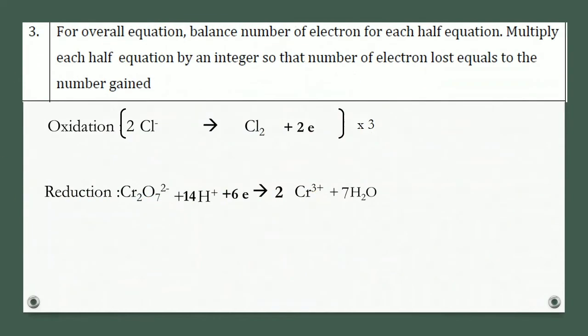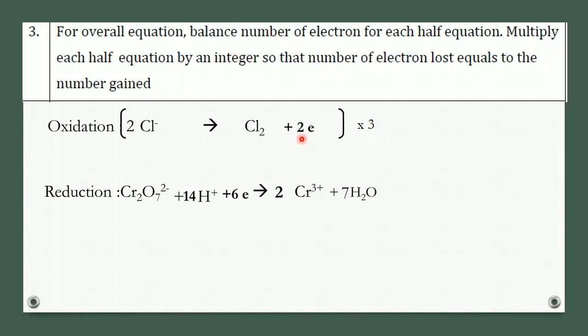So after we balance the number of atoms and charge on the half equations, now we want to combine the two half equations. Before we combine, we have to make sure the number of electrons on the two half equations is the same. For oxidation, I lose 2 electrons, and for reduction, I gain 6 electrons. So before we combine, we have to make sure the number of electrons gained and lost are the same.